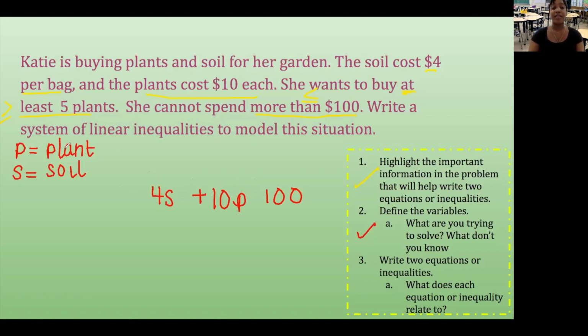So again, we said she can't spend more than $100, right? So if she can't spend more than $100, that means that this total amount has to be less than or equal to 100. And the very second thing that they're telling us is that she needs to buy at least 5 plants. We said plants was P, and she wants to buy at least 5 plants. So she wants plants, and she wants at least 5. That's the total. And now just to put the symbol in the middle, we said at least 5 means that she could have 5 or more.